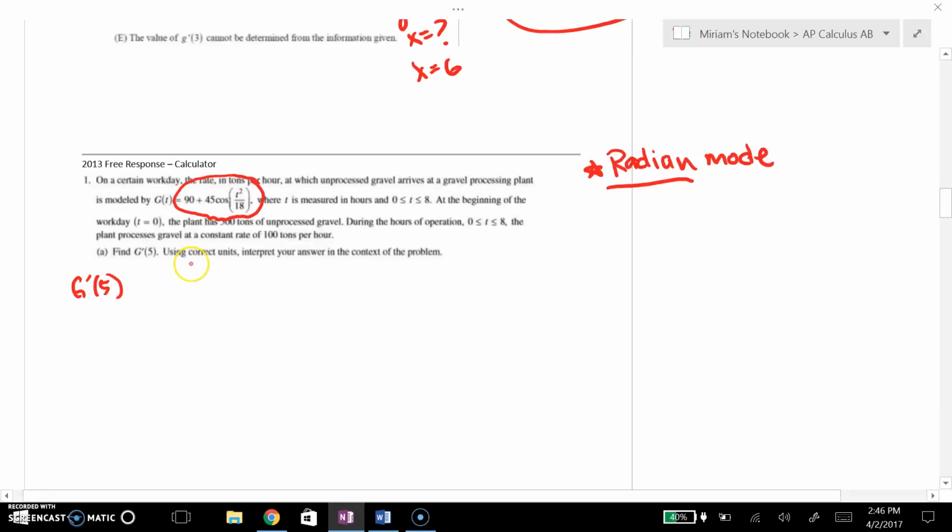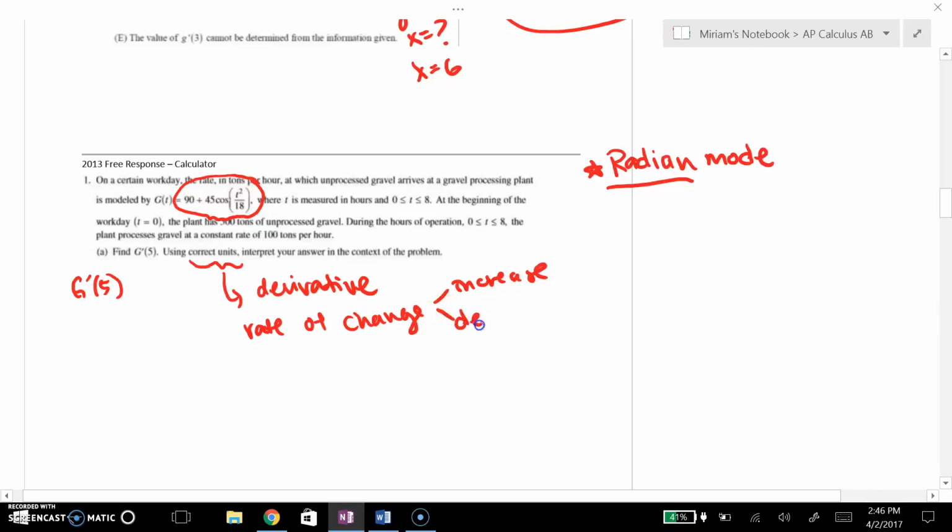Okay, so for the units, this is the derivative. And we know when we're talking about the derivative, it's the rate of change. So sometimes maybe it's increasing, maybe it's decreasing, depending on the value. If it's a negative value, then it's decreasing. If it's a positive value, then your rate of change is positive, which means the function is increasing.